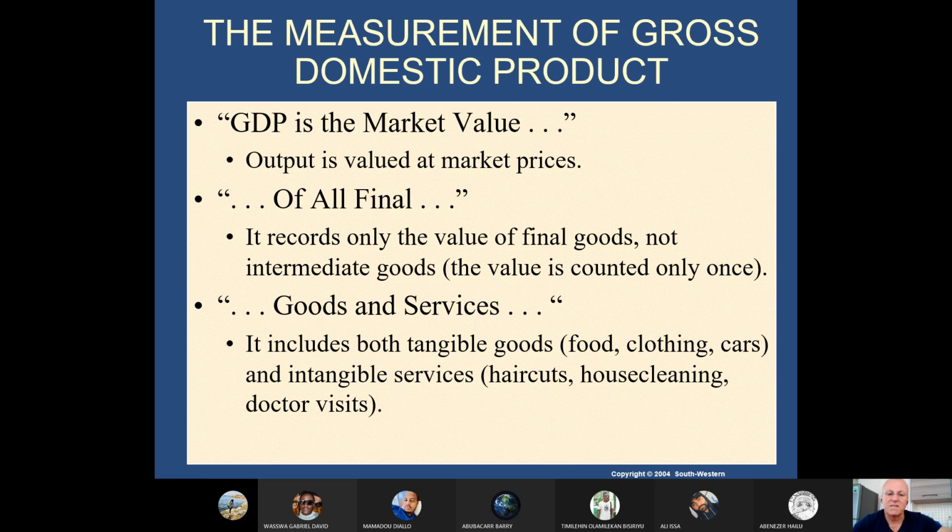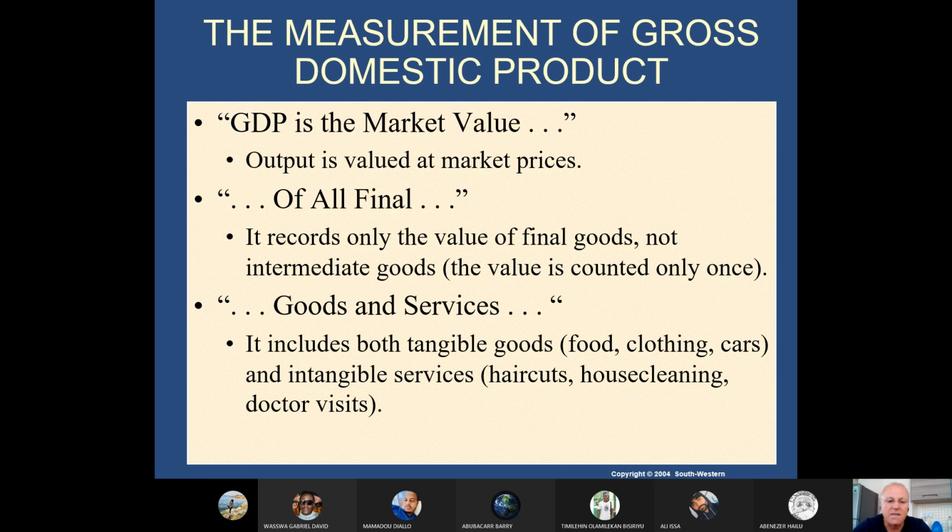Therefore, this kind of distinction is going to be evaluated for the GDP estimation, and we are counting only the final product. It records only the value of final goods, not intermediate goods, and neither the other semi-finished goods which are not directed to the market.